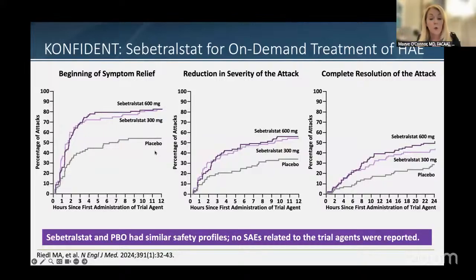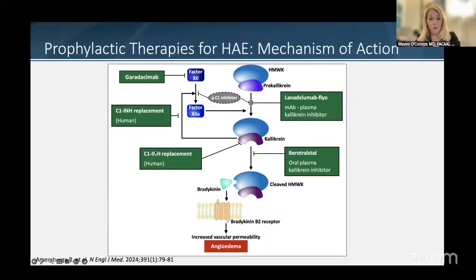So now we're going to shift gears and talk about prophylactic therapies for hereditary angioedema, looking a little bit at mechanism of action. Again, the therapeutic advancements in long-term prevention have enabled reduction of attack frequency and severity. And again, it's been an exciting disease to be involved with, given how much development has occurred in really a short amount of time.